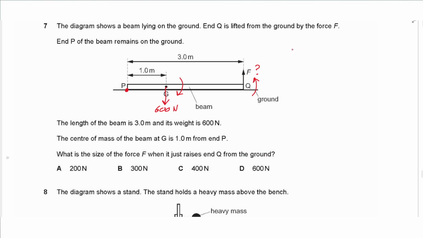So we need the clockwise moment to be at least equal to the anti-clockwise moment. So we say that 600 newtons multiplied by its distance from P, which is 1, is equal to the force F multiplied by its distance from point P, which is 3. Then we divide by 3. This gives an answer of 200, so the answer is A.